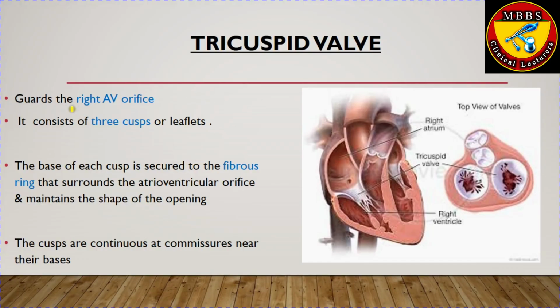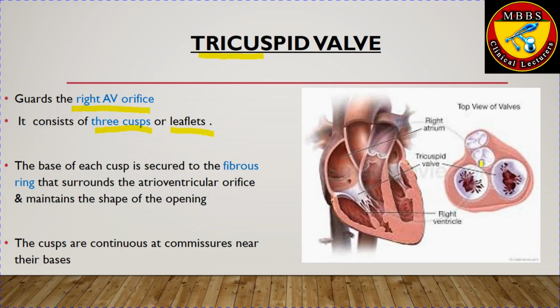The tricuspid valve guards the right atrioventricular orifice. You can see in this figure, it is present between the right atrium and the right ventricle. So it is a gateway through which the blood will pass. The tricuspid valve, as its name indicates, tricuspid, is composed of three cusps, or you can say it is composed of three leaflets.